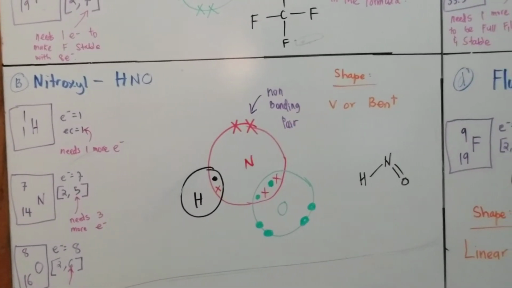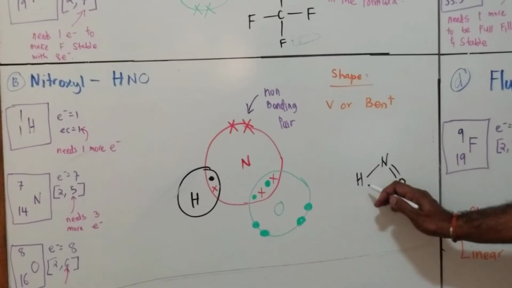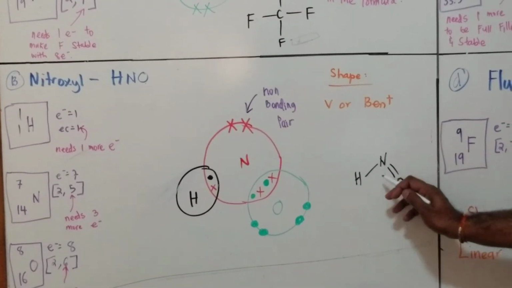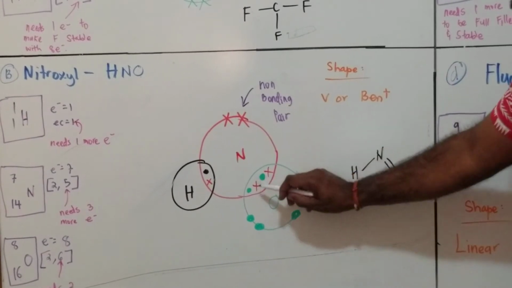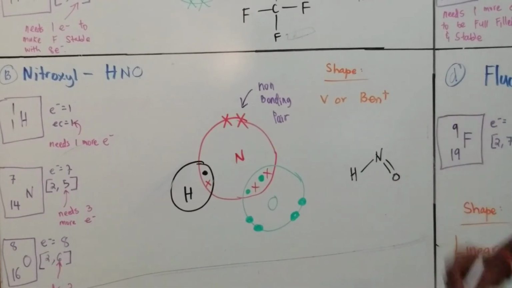So within this structure, I could draw it like this as well. Hydrogen with a single bond with nitrogen, because one pair is shared between nitrogen and hydrogen, and 2 pairs of electrons are shared between nitrogen and oxygen. Therefore, it is a double bond.